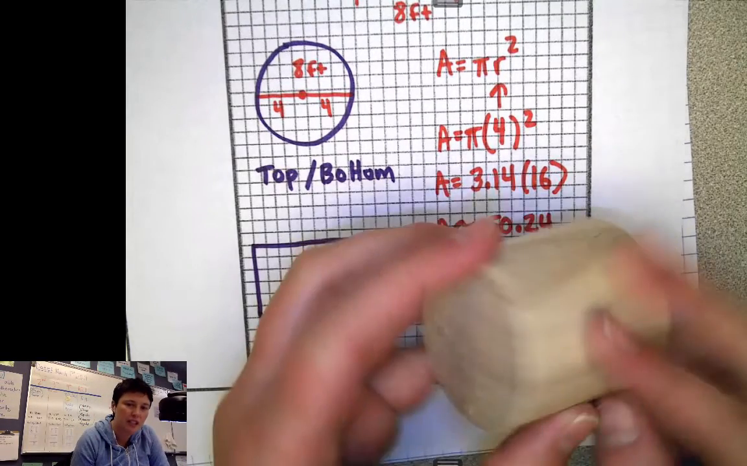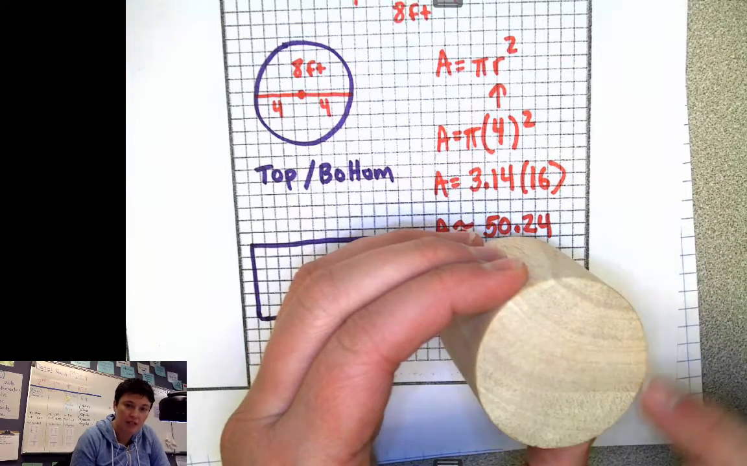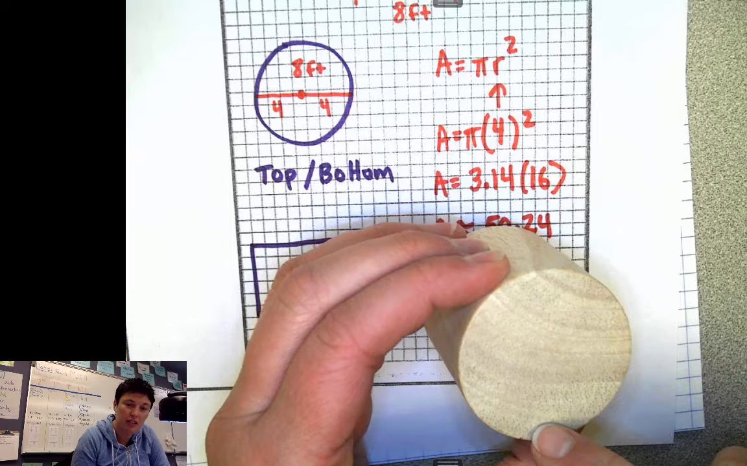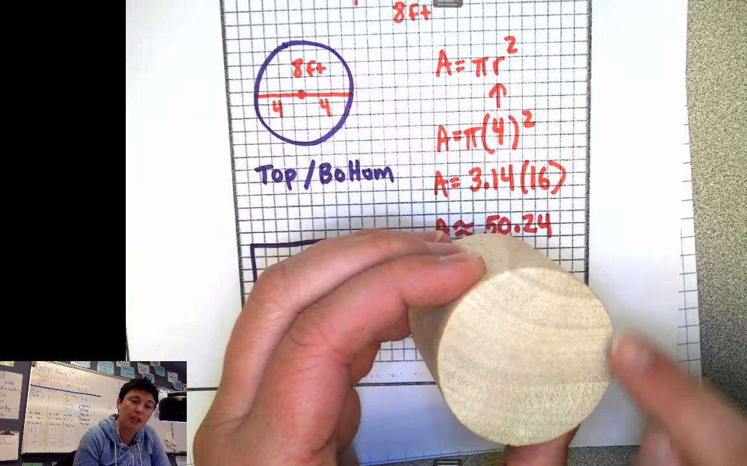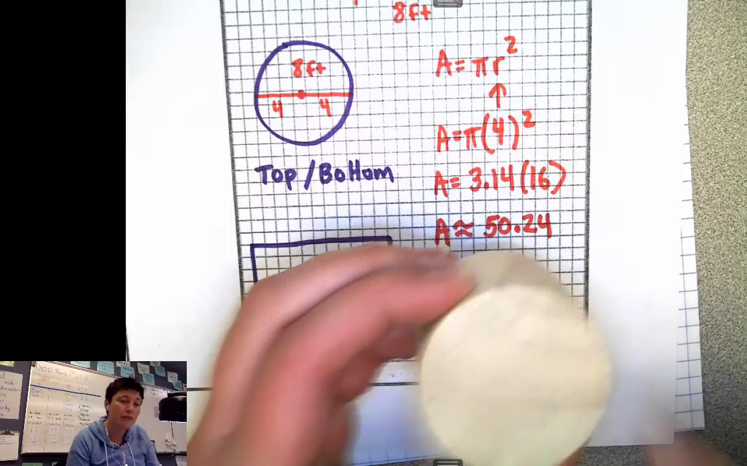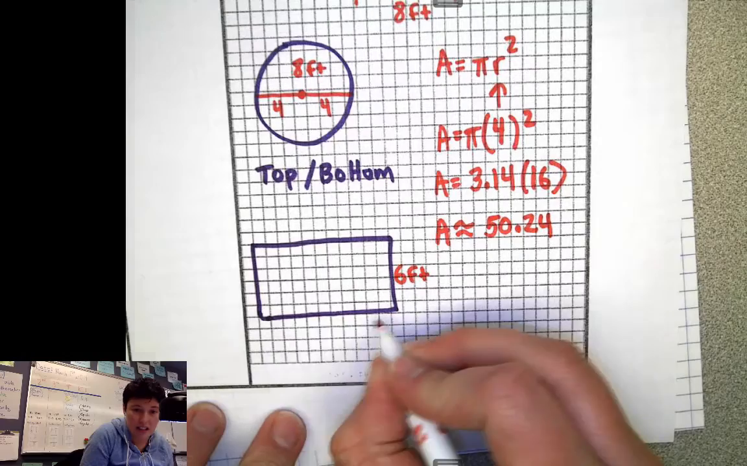If I unroll this cylinder all the way out, the length of the rectangle is the distance around this circle if I flattened it. So we need the distance around the circle. Remember, we call that circumference. We need the circumference of the circle. Whatever circumference is, is this distance here.